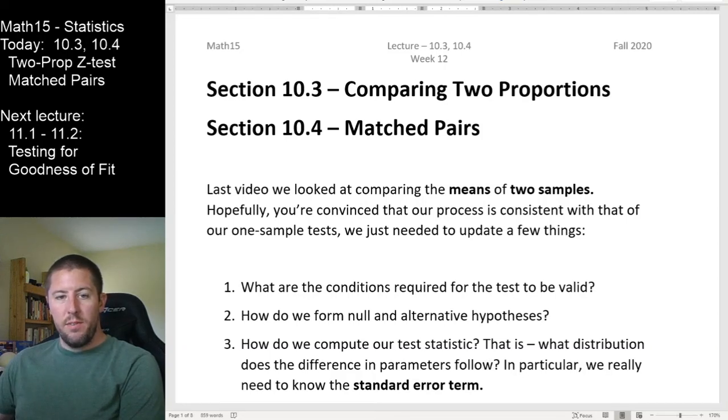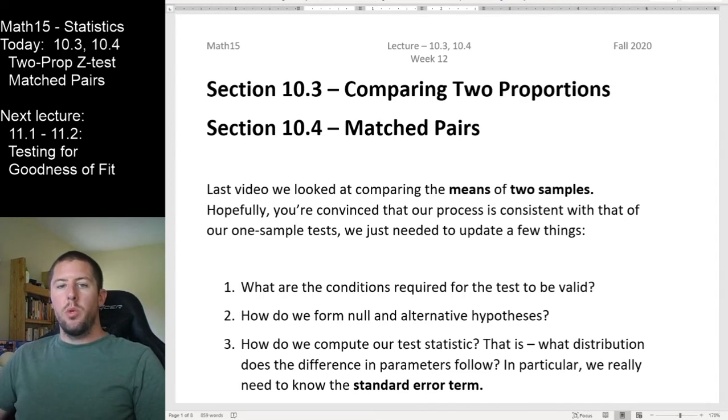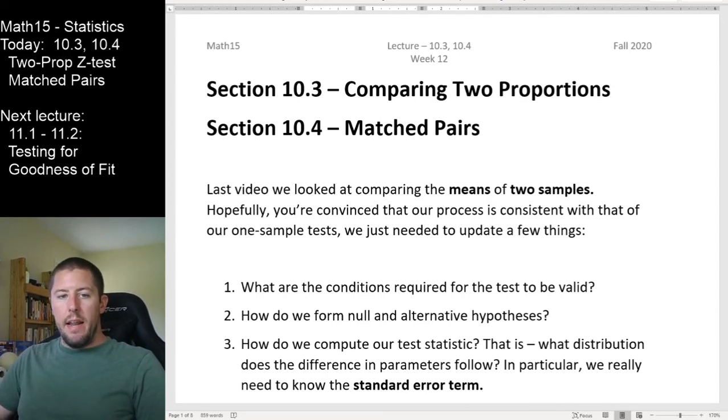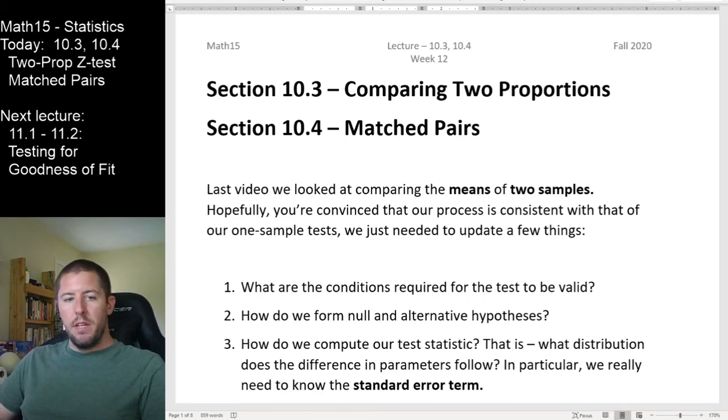We are here for our second video of week 12. We're going to wrap up chapter 10 today by talking about our two other sample tests. We've already looked at all of our one sample tests a few weeks ago, and last video we looked at our first two sample tests. We already looked at our means of two samples, whether we're using a z or a t distribution, in the previous video. There we were looking at means. Today we're going to see our two sample proportion test as well as our matched pairs test.